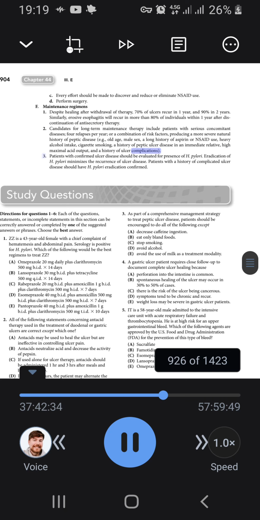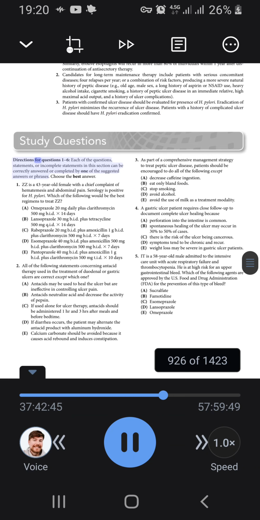3. Patients with confirmed ulcer disease should be evaluated for the presence of H. pylori. Eradication of H. pylori minimizes the recurrence of ulcer disease. Patients with a history of complicated ulcer disease should have H. pylori eradication confirmed. Study questions.